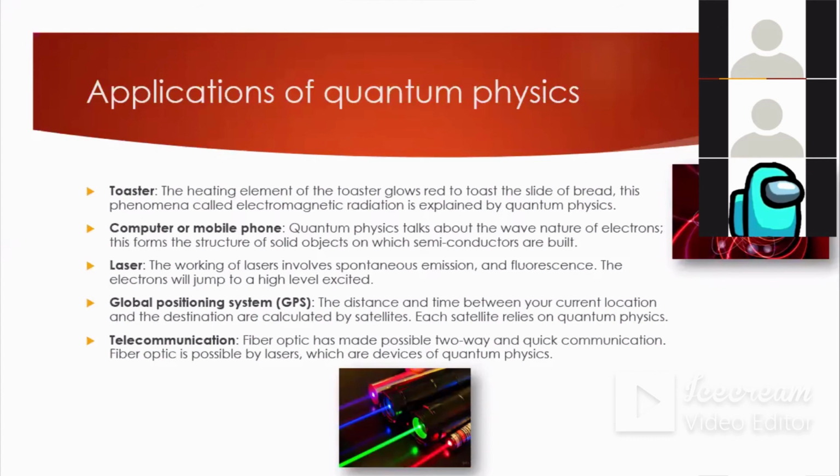The distance and time between your current location and the destination are calculated by satellites. Each satellite relies on quantum physics. Telecommunication: fiber optic has made possible two-way and quick communication. Fiber optic is possible thanks to lasers, which are devices of quantum physics.